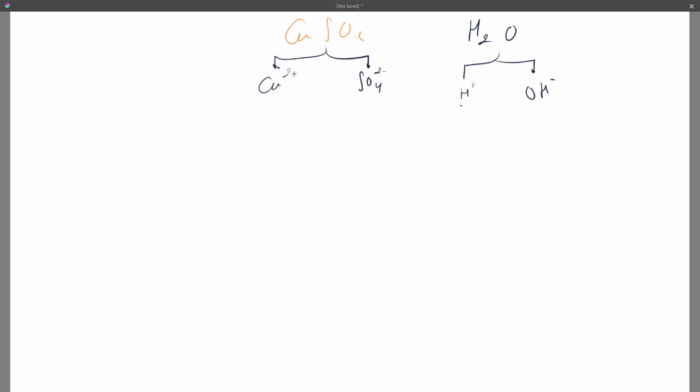If we remember from the reactivity series, copper is actually below hydrogen in that reactivity series, which means that the copper will be the one to discharge and not the hydrogen. And if we remember as well that the sulfate never discharges. The sulfate and the nitrate, these two never discharge. So the hydroxide will be the one to discharge. The copper ions are positively charged, so they will be attracted to the negative electrode. The negative electrode is the cathode.